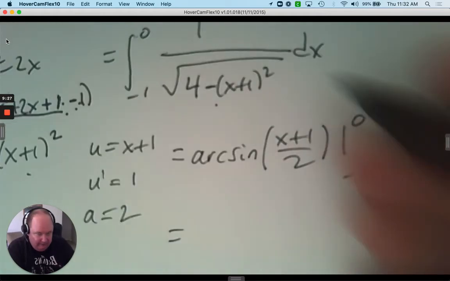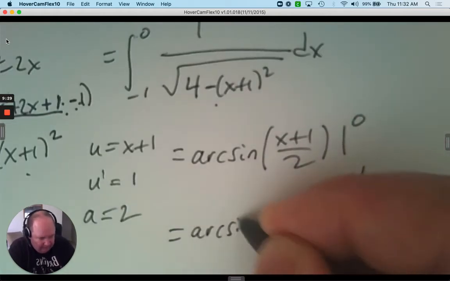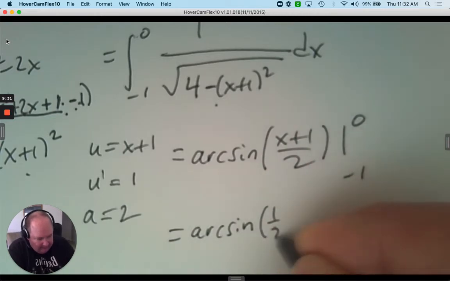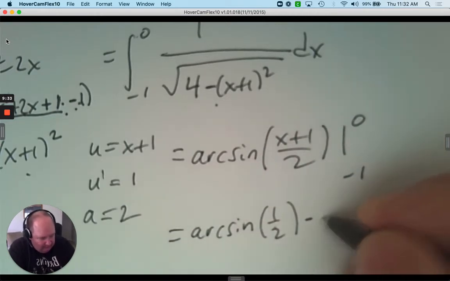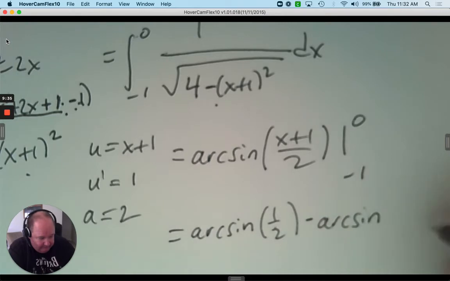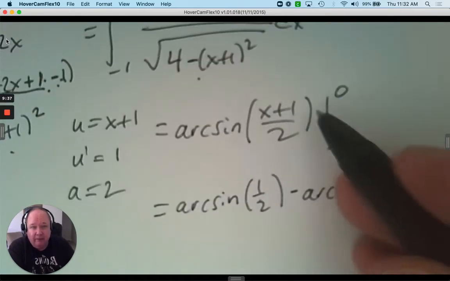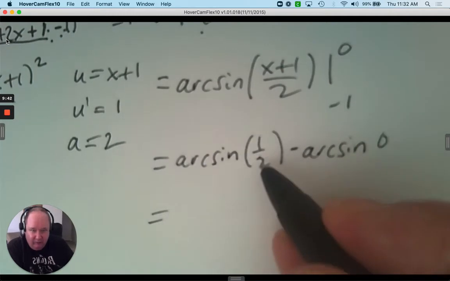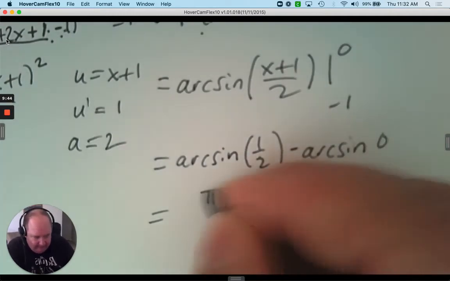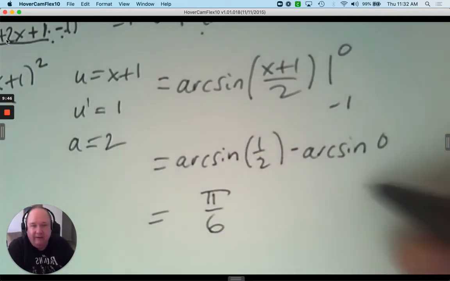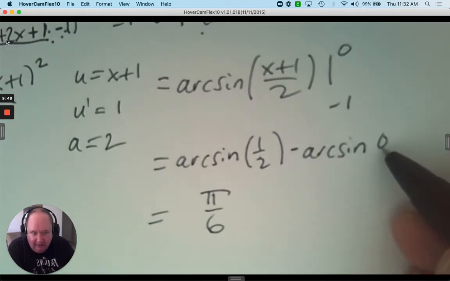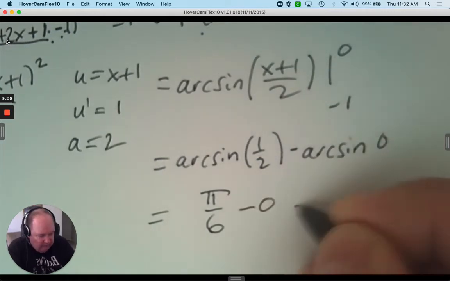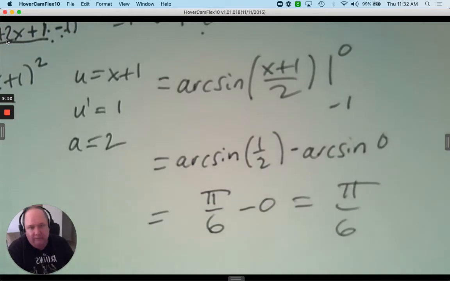Start with the upper limit. So if I plug in the upper limit, that gives me 1/2. Subtract, plug in the lower limit. -1 plus 1 is 0. So at what angle is the y coordinate 1/2? That answer is pi over 6. At what angle is the y coordinate 0? That answer is 0. So altogether the answer is pi over 6.